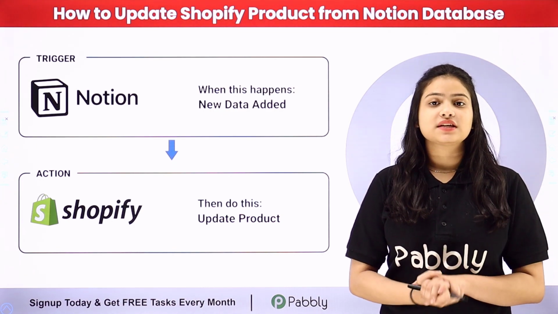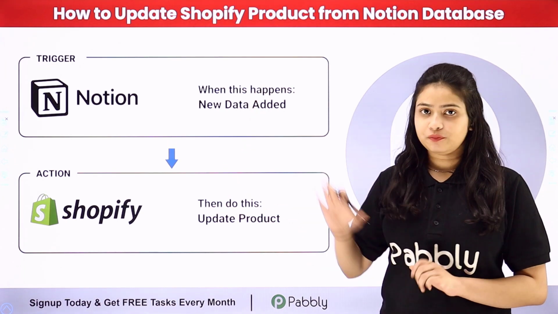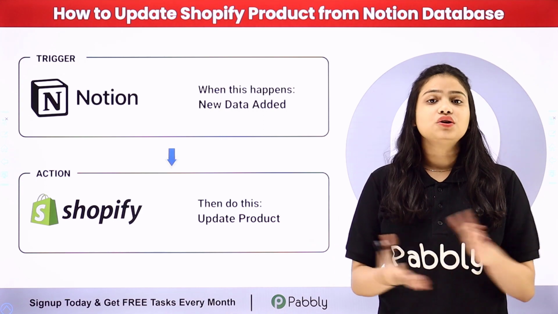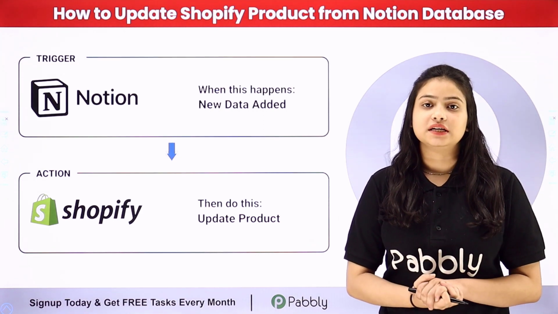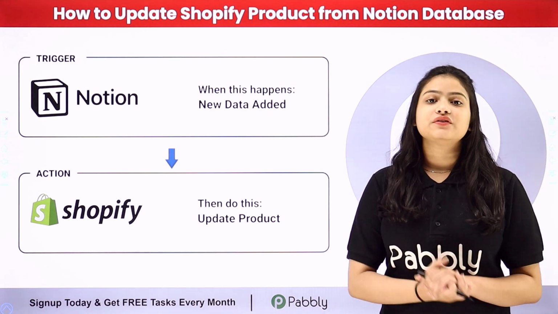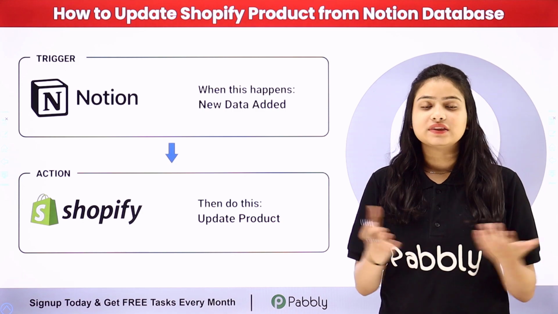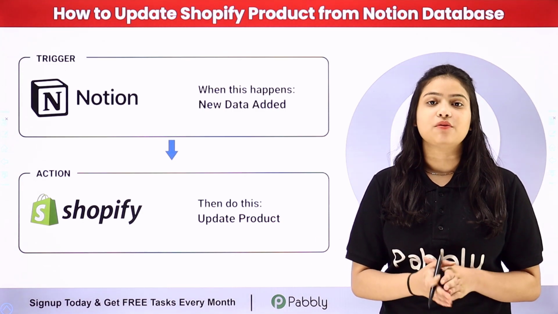Now my objective is to sync both these applications in such a way that whenever I'm going to update a detail of a product in Notion database, then automatically that same product should also be updated in Shopify. So how we are going to automate this entire process? For this, we will have to set up a connection between these two applications, and that we are going to do without any coding or programming skills with the help of Pabbly Connect.